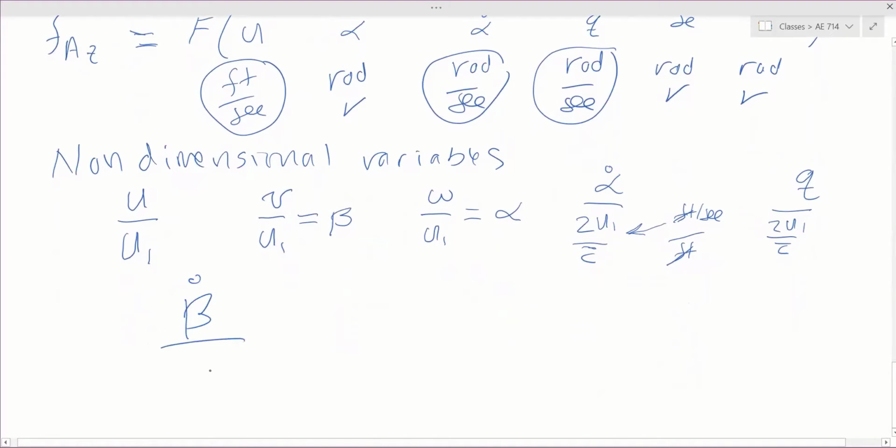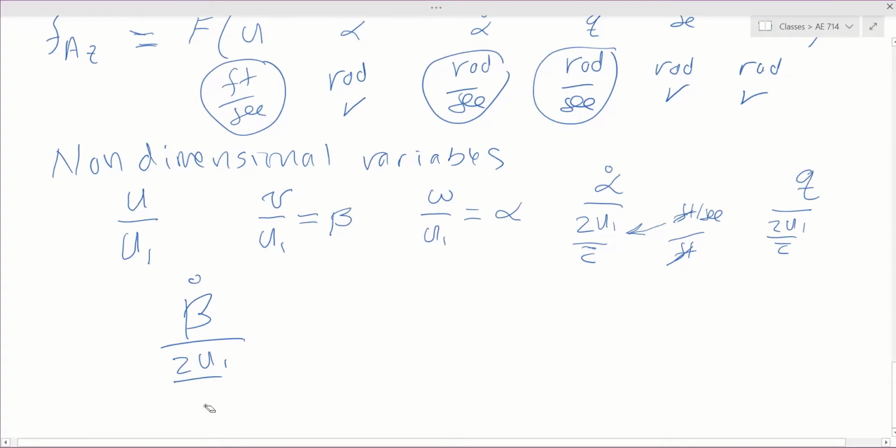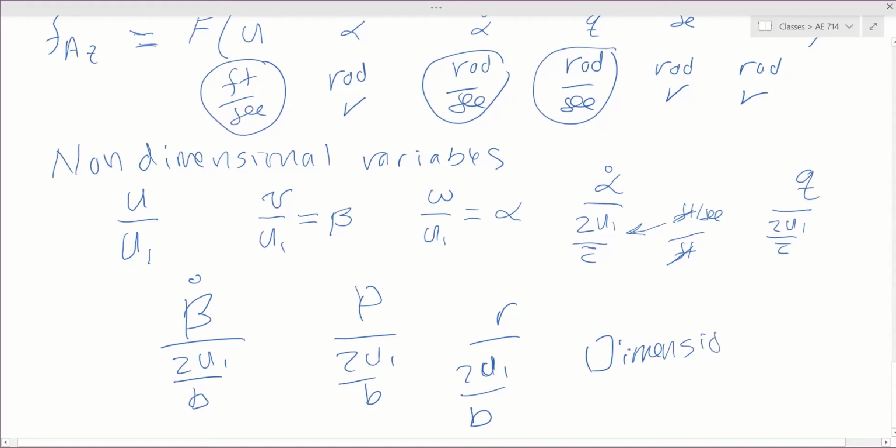Beta dot. So we divide beta dot by 2 U1 over c bar. And we go, wait a minute, c bar is not a lateral dimension. C bar is a longitudinal, so let's use b. Yeah, we use wingspan because that's more characteristic of stuff laterally directionally. And roll rate, same deal. And so now we have all non-dimensional. I should have stuck with non-dimensional.